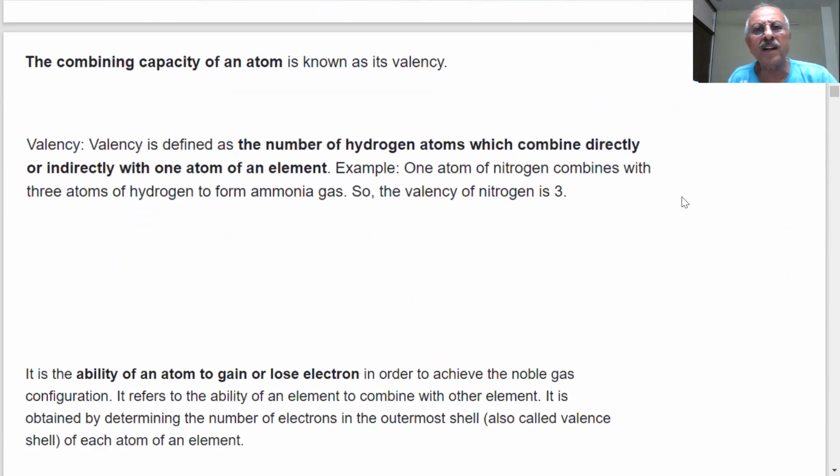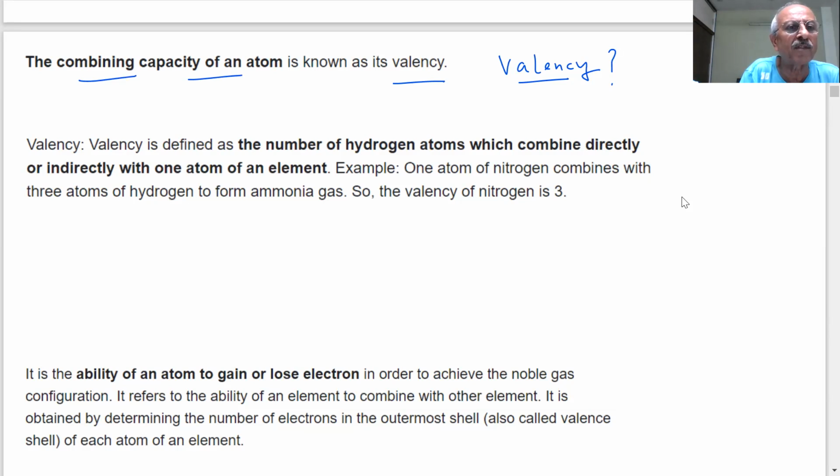Now we are talking about how in chemistry you use valency, students. What is valency? Very important. Valency is the combining capacity of an element. I am saying the combining capacity of an atom is called its valency. Do all the elements have the same valency? The answer is no. Different atoms, different elements, have different combining capacity.